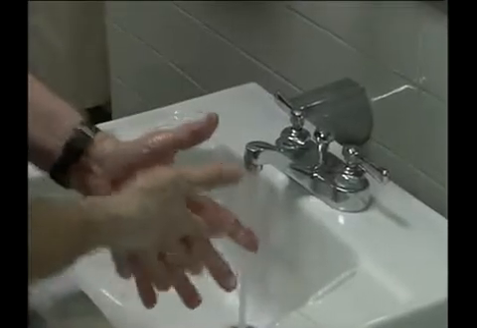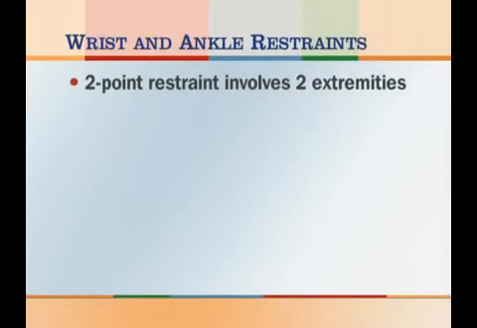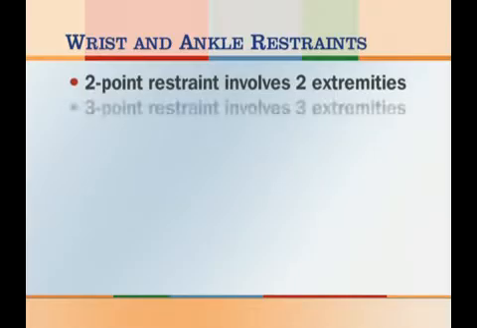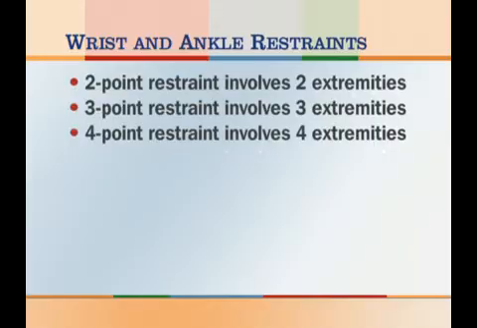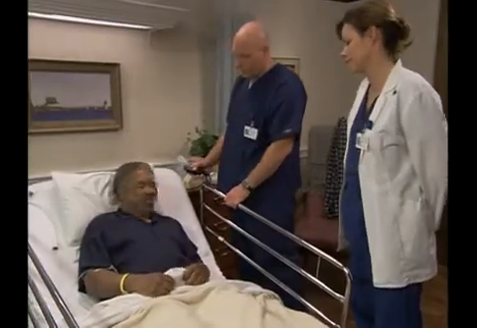To apply wrist or ankle restraints, prepare by washing your hands and gathering your equipment, in this case, the necessary number of wrist or ankle restraints. The doctor will specify the number of extremities that are to be restrained. A 2-point restraint involves 2 extremities, a 3-point restraint, 3 extremities, and a 4-point restraint, 4 extremities. Raise the bed to a comfortable working height.